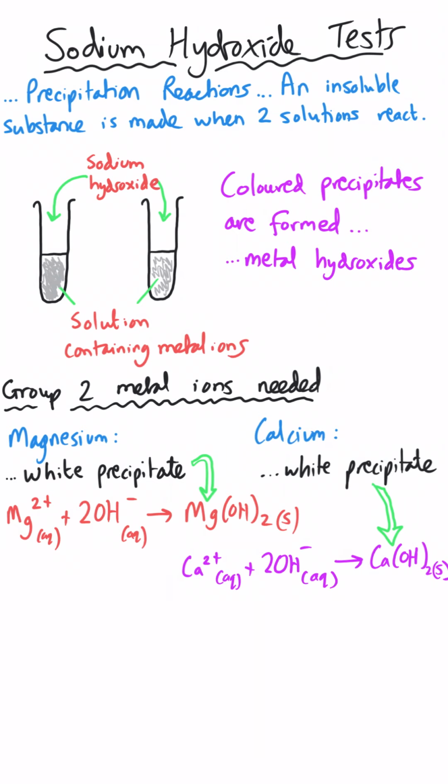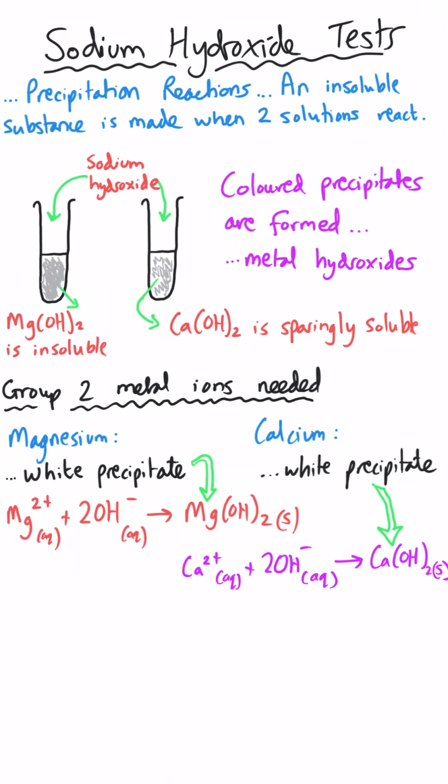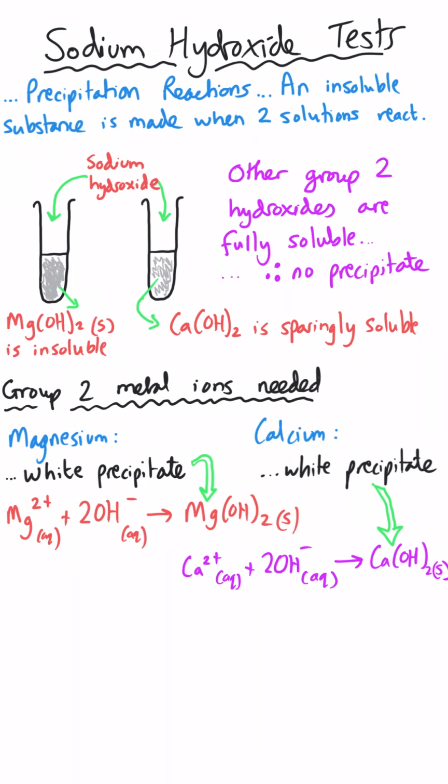But magnesium forms much more of a precipitate than calcium. What this tells us is that the magnesium hydroxide that forms is very, very insoluble. Whereas for calcium, even though we get a white precipitate, we don't get so much. And that's because calcium hydroxide is more soluble than magnesium hydroxide, and so you get less of a precipitate. When it comes round to strontium and barium, you don't get a precipitate at all, because those two hydroxides are completely soluble in water.